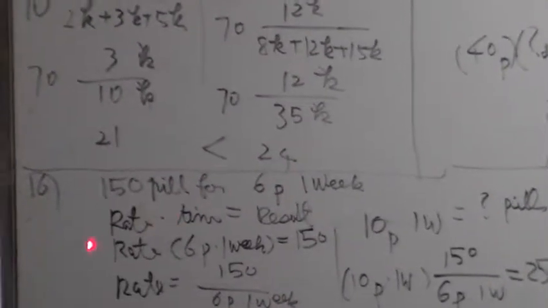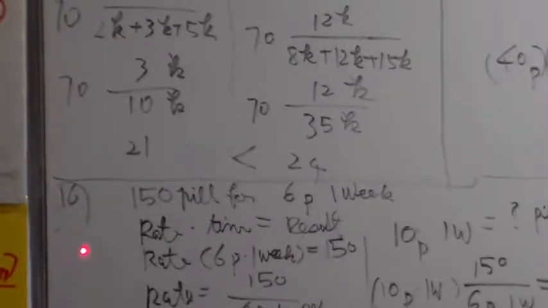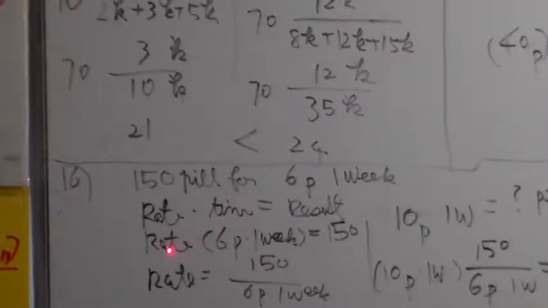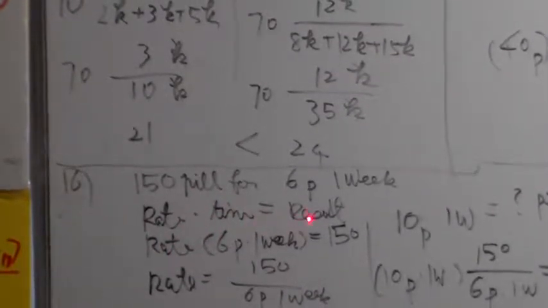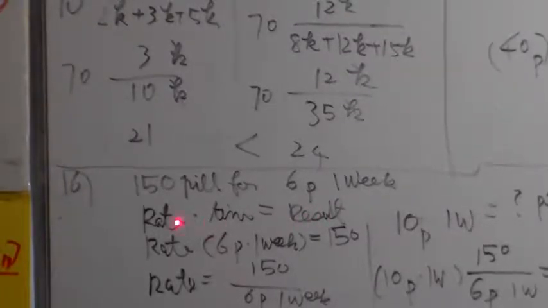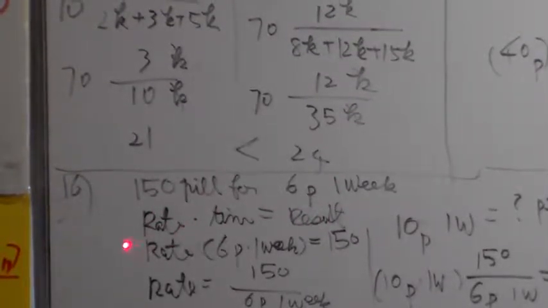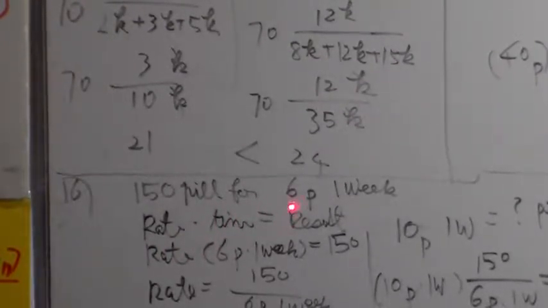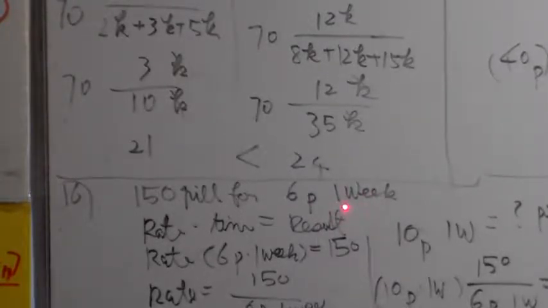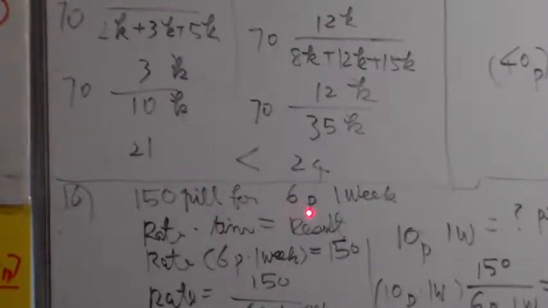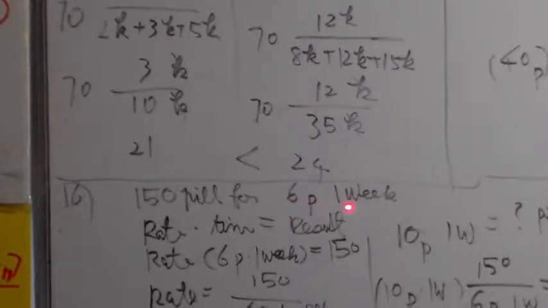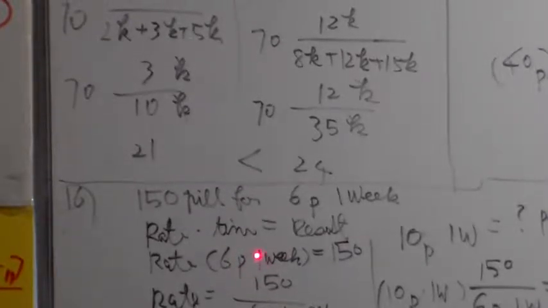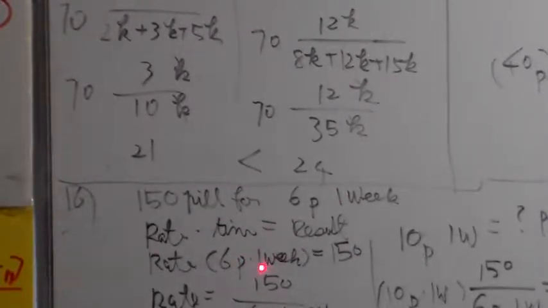Okay, next one, 18. This is kind of a rate and time ratio. Rate and time gives a result or distance. You are familiar with this. So we don't know the rate, so we have to figure out the time. 6 patients per week is 100 pills, for 6 patients 1 week. So this is going to be a total time. I will explain in the next example why this is a total time.